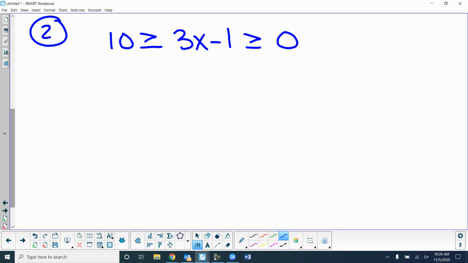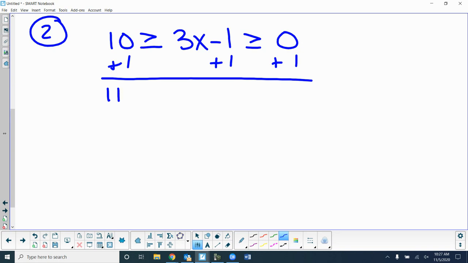So I want to get this x by itself in the middle, so I'm going to add a 1 to the middle, to the right side, and to the left side. You got to do it to all 3 sides. I get 11, greater than or equal to 3x, greater than or equal to 1, and then divide 3 by the middle, left, and right side.